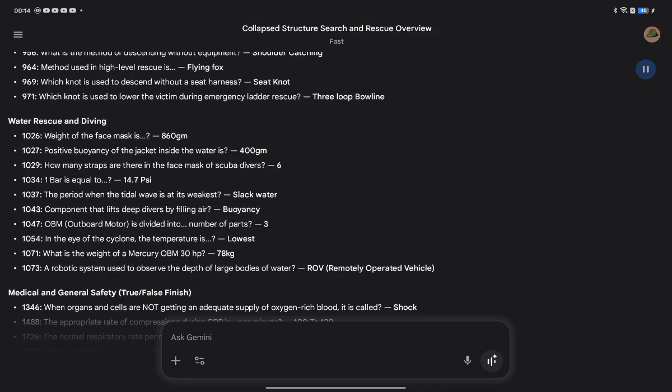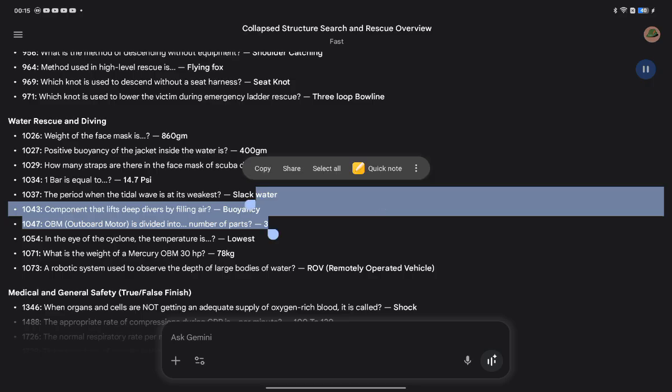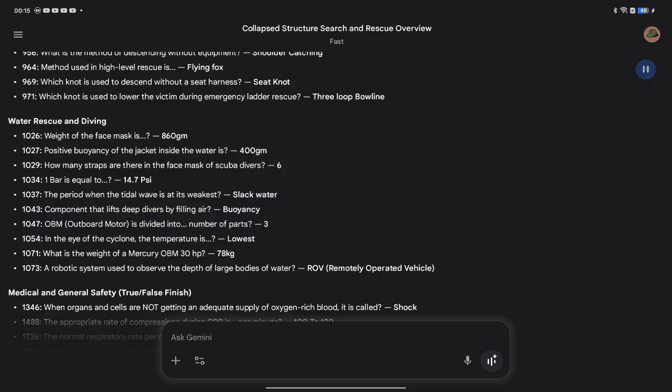969. Which knot is used to descend without a seat harness? Seat knot. 971. Which knot is used to lower the victim during emergency ladder rescue? 3-loop bowline. Water rescue and diving.